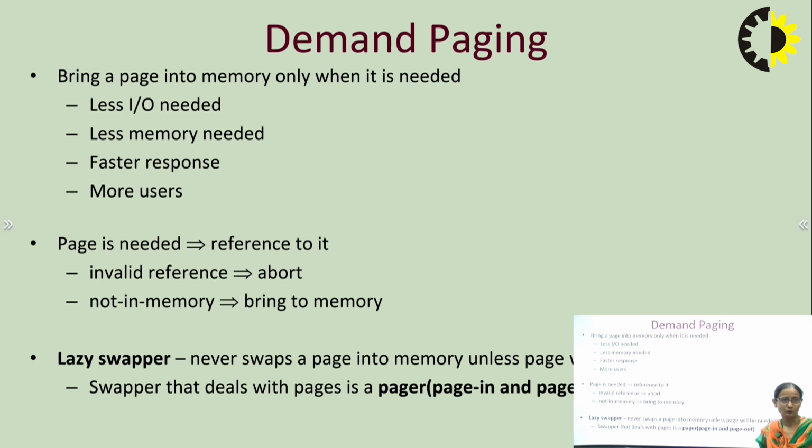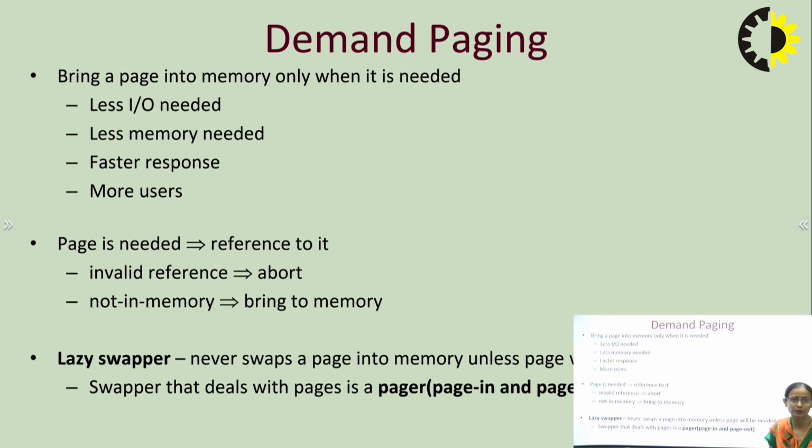So basically, what is demand paging? Demand paging says bring a page into memory only when it is needed, and therefore in this case, less input output is needed, less memory is required, faster response time is there, and more users can be supported. When a page is needed, then we refer to it, and if the reference is invalid, that is, it is not in the domain of the process, then we abort the process. Otherwise, if it is in the logical address space of the process but not in the memory, then we need to bring this page into the memory.